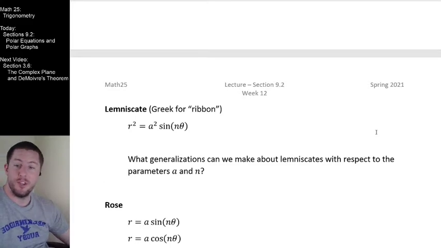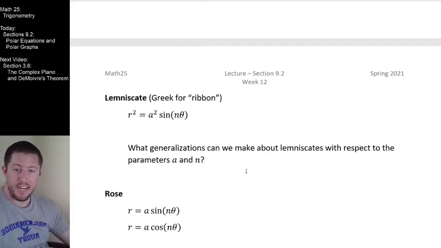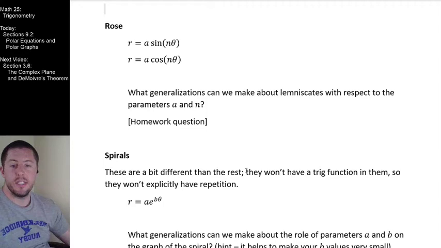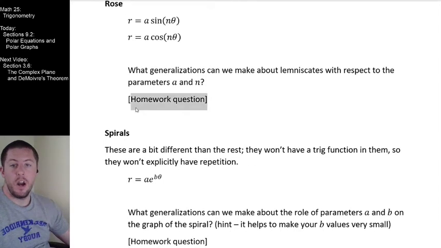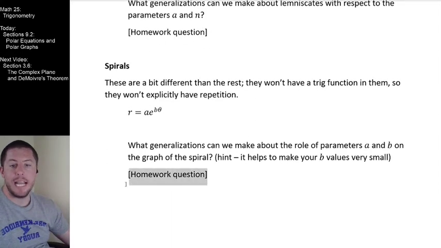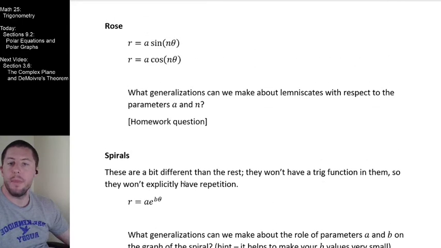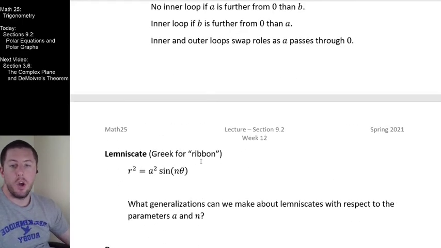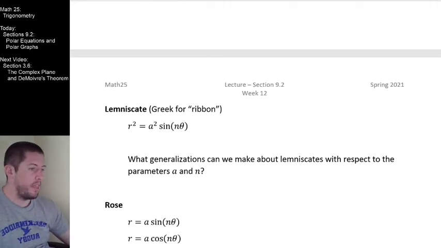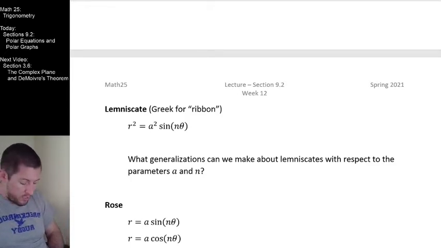So I think it's valuable for you to see the types of statements I'm making now, so that you can see that roses and spirals are your homework questions: to make a few sentence generalizations about what the parameters control. So let's do lemniscats together here, and then you'll see your homework question. For our lemniscats, I want to graph r squared equals a squared sine of n theta.